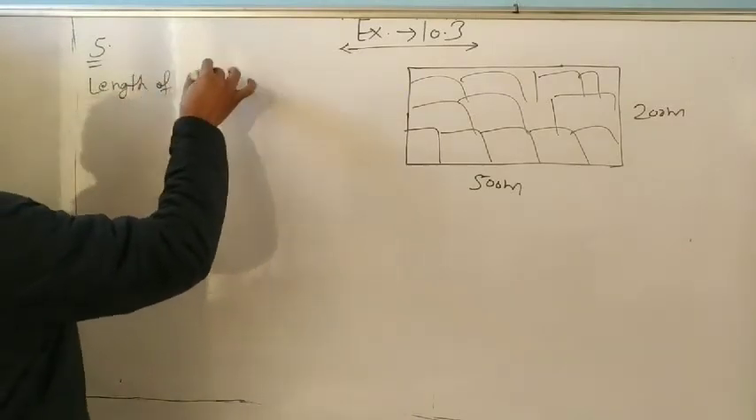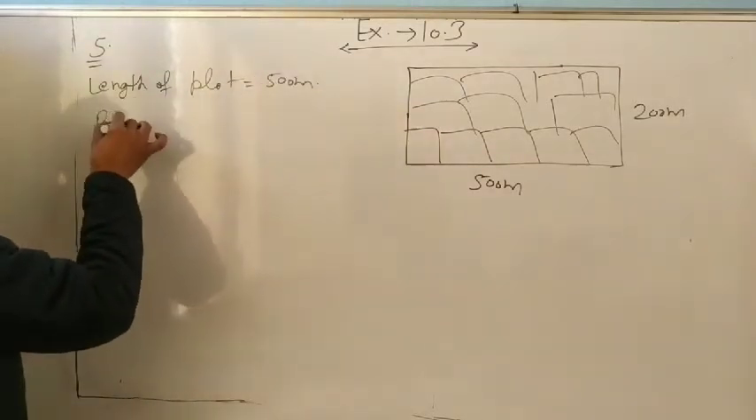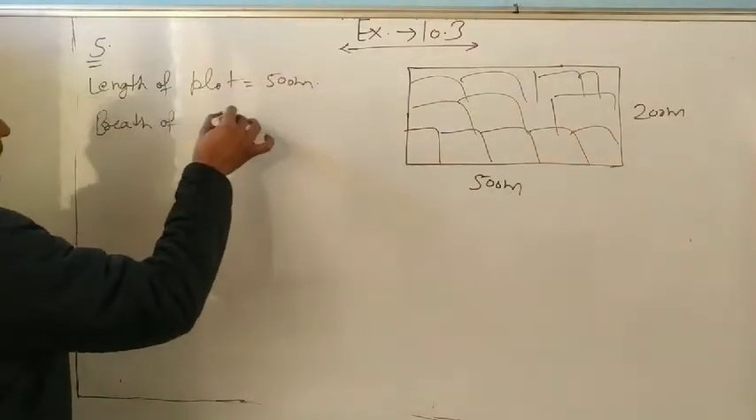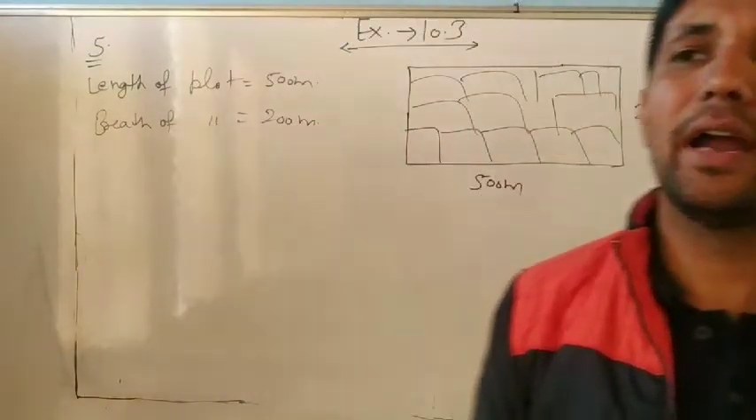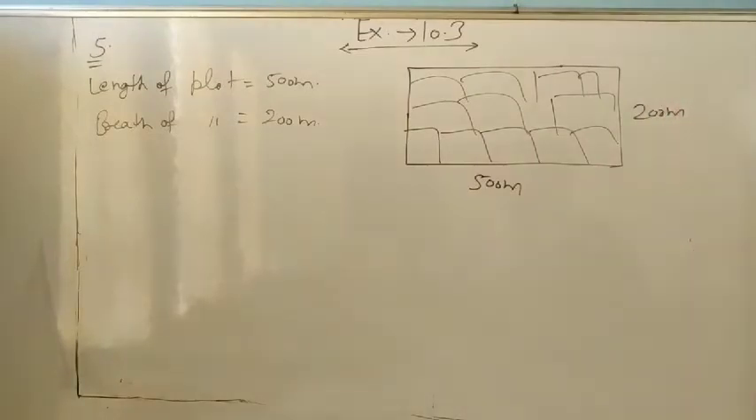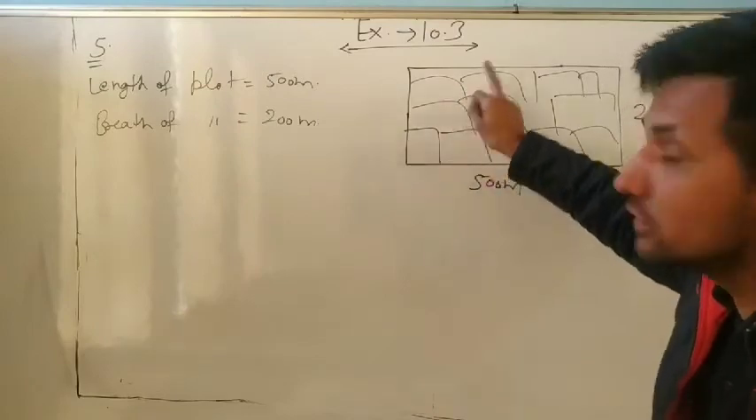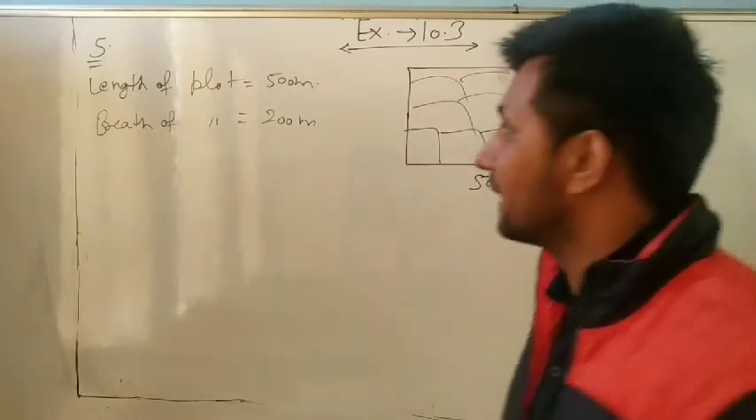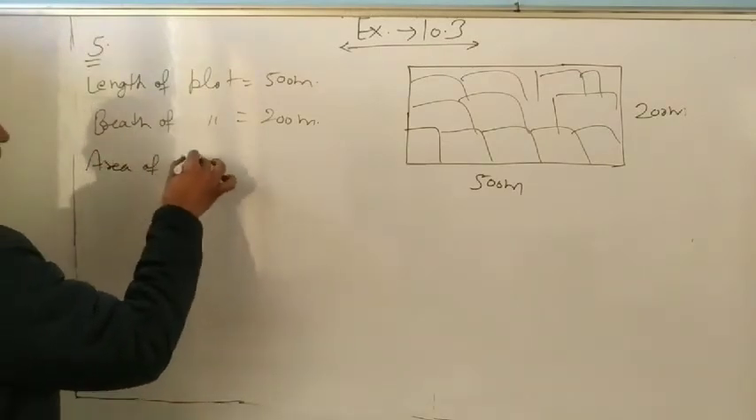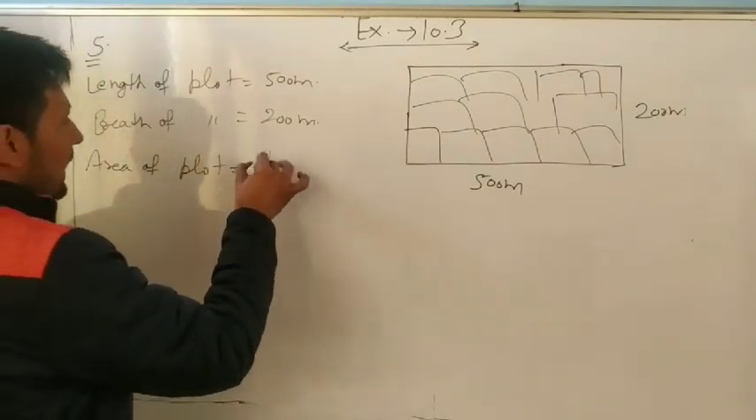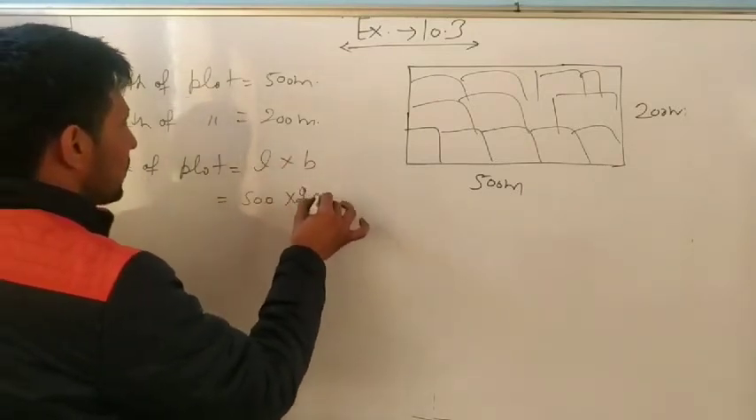Length of plot 500, breadth of plot 200. Always remember beta, first thing we have to find perimeter or area. Perimeter means total length of outer boundary, but tile we will use inside, or not? It means we are using area. So we will write area of plot. How much? Length into breadth. How much? 500 into 200.